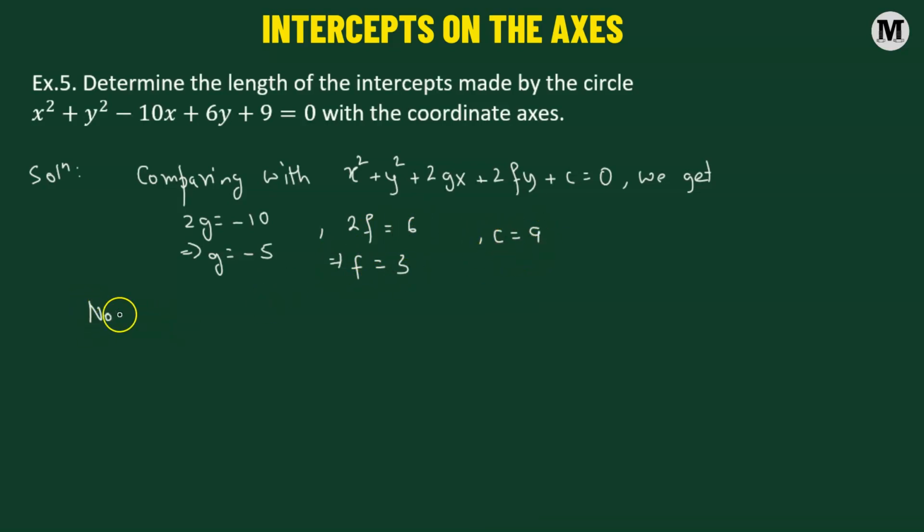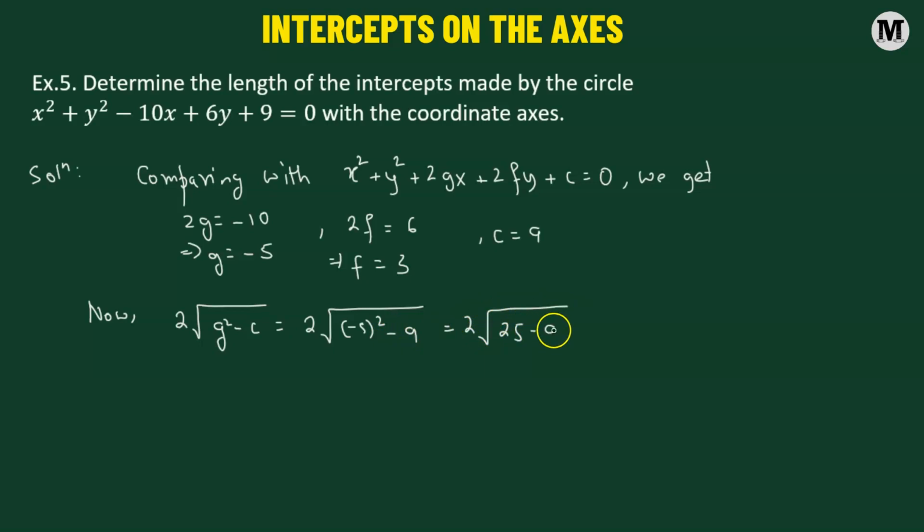So now we can easily define the x-intercept, which is given by 2 times square root of g squared minus c. So this will be equal to 2 times square root of -5 squared minus 9. So we get 2 times square root of 25 minus 9. So 25 minus 9, that's 16. So we have 2 times square root of 16. Square root of 16 is 4. So we have 2 times 4 equals 8. So that means the x-intercept is going to be 8 units.